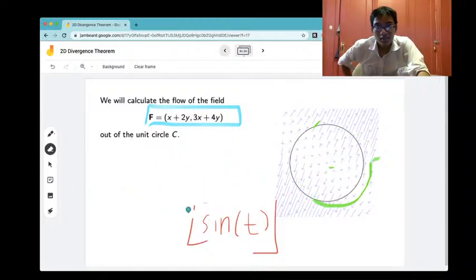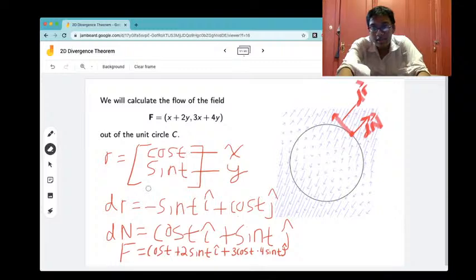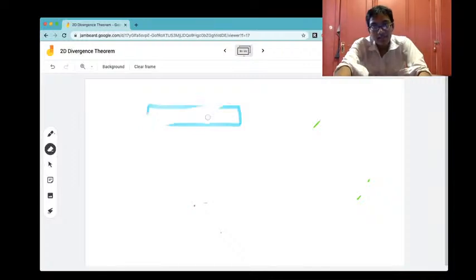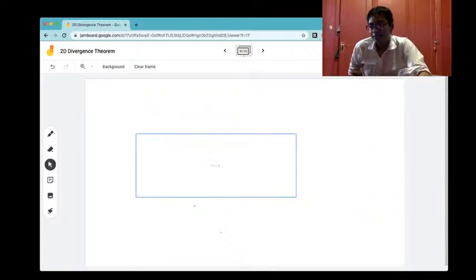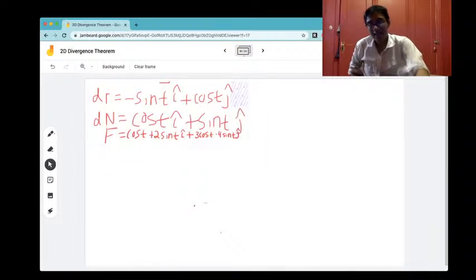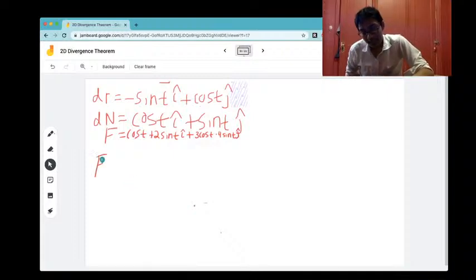Now let's go back to the slide and let me copy dr, dn, and f, because we will be needing them for the next step. I don't think we need this anymore, so let's erase anything we don't need, maximizing the space we have on our whiteboard. So there's dr, there's dn, there's f. Now my goal is to find f dot dn, because I want to calculate that line integral at the end of the day.